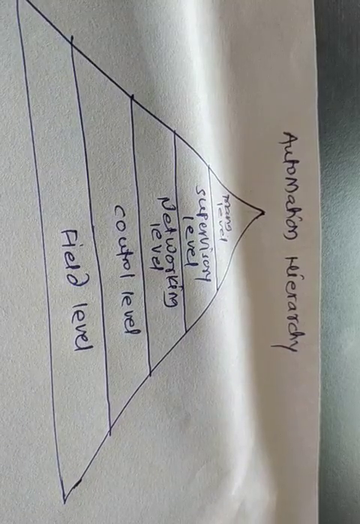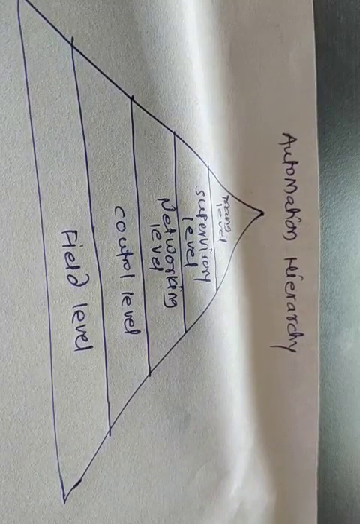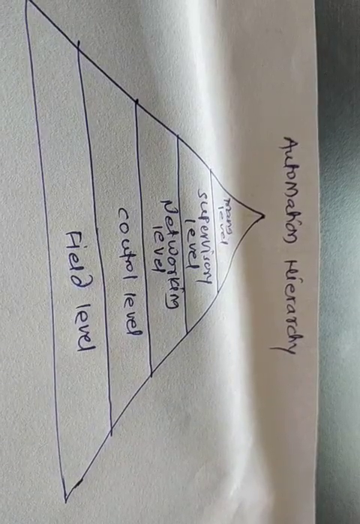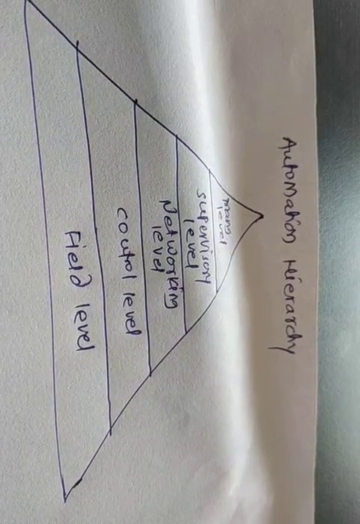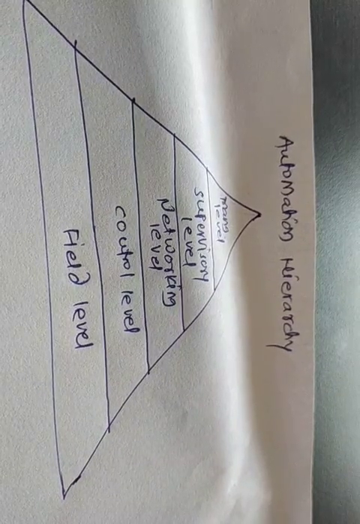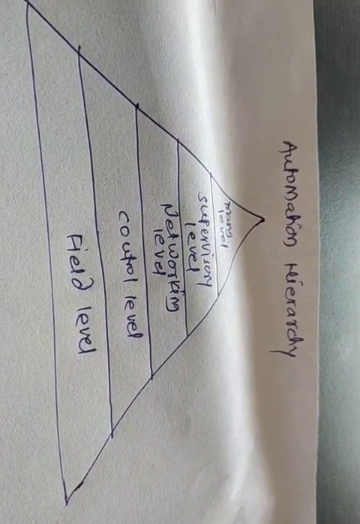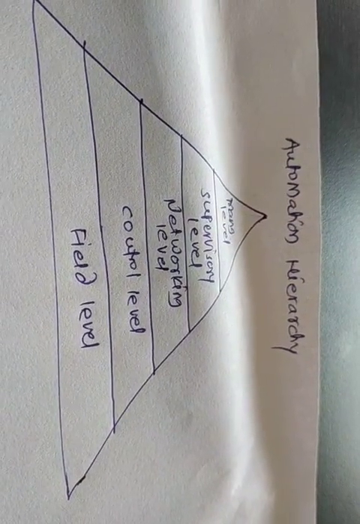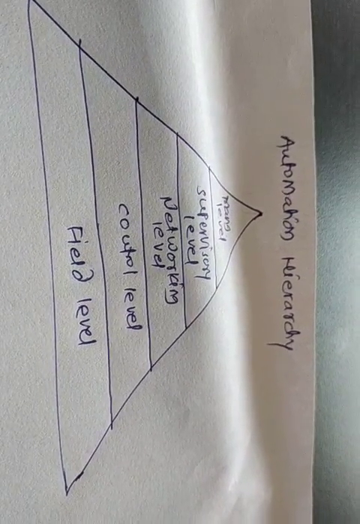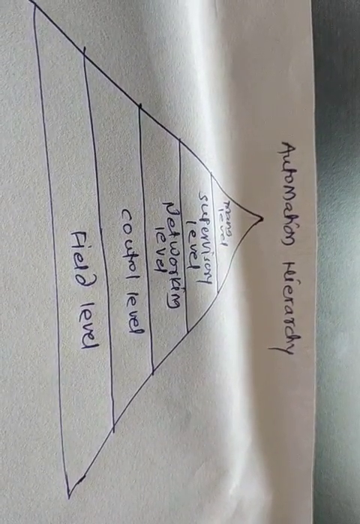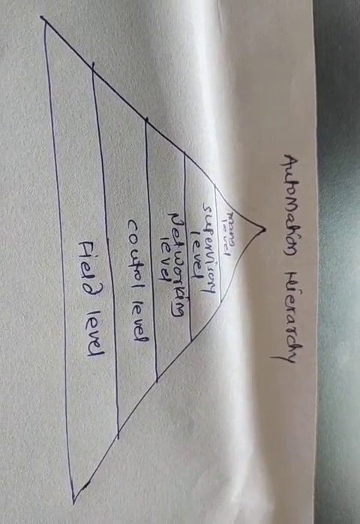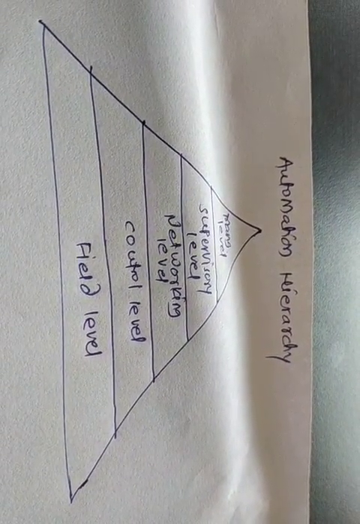The next level is the supervisory level. In this level, we can monitor the field level data, store the results, and control the signals or data of the field level by using machines like the human machine interface, that means HMI, then SCADA, that means supervisory control and data acquisition system, and some DCS methods also, that means distributed control system.